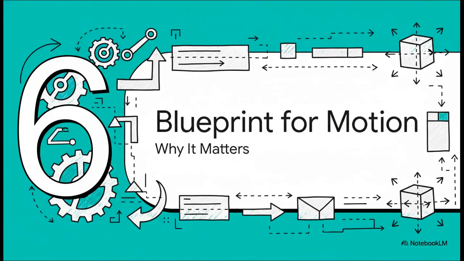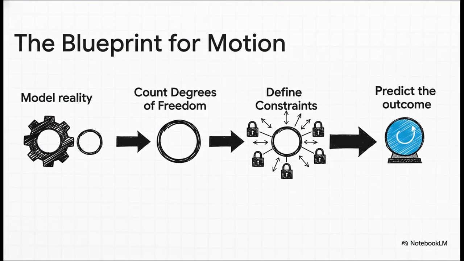So, why do we care about any of this? Because these simple building blocks, simplifying systems, counting their freedom, and defining their limits, they form the fundamental blueprint for understanding and predicting motion. Let's recap the whole thing. First, we model reality by simplifying a complex object into a system, like a particle or a rigid body. Second, we count its potential for movement using degrees of freedom. Third, we define the real-world rules of the game using constraints. You put those 3 together, and that's how you get the power to predict the outcome.